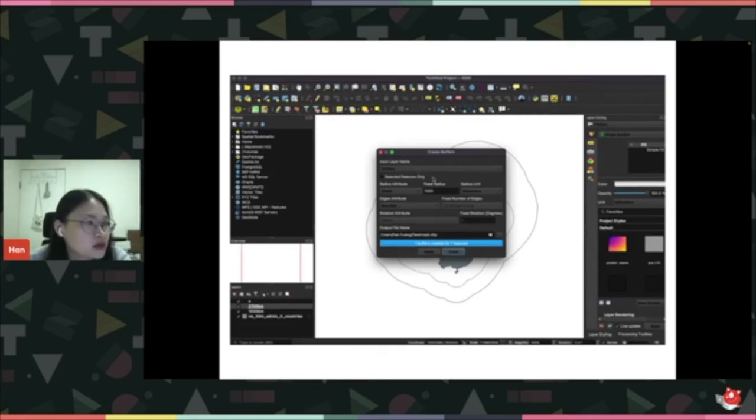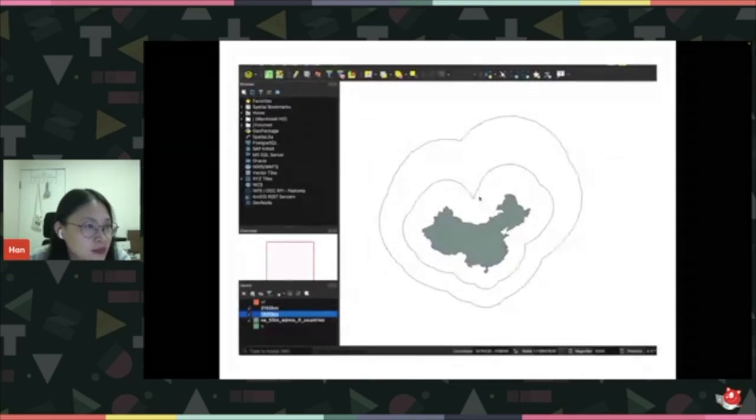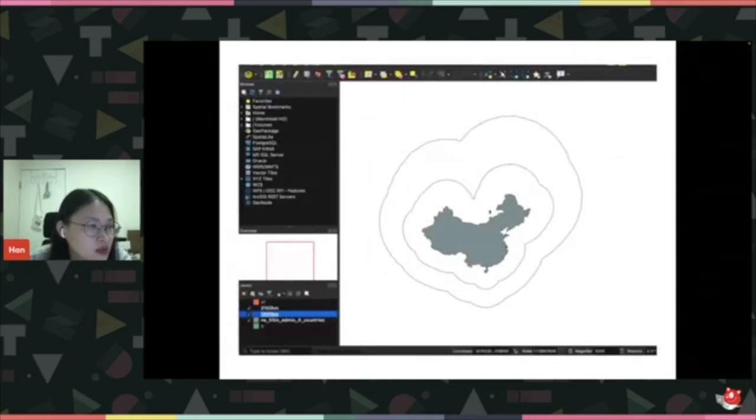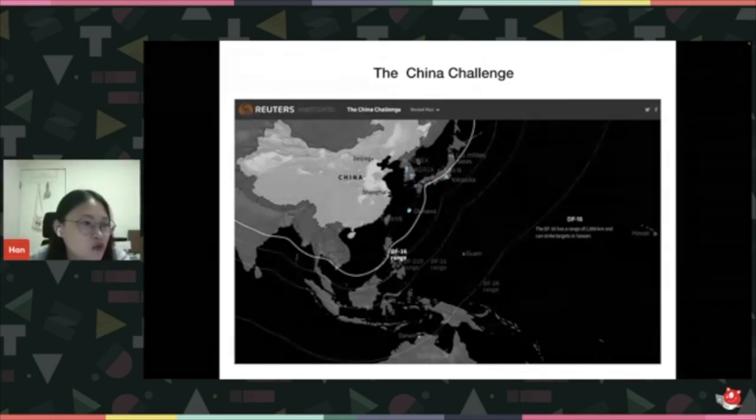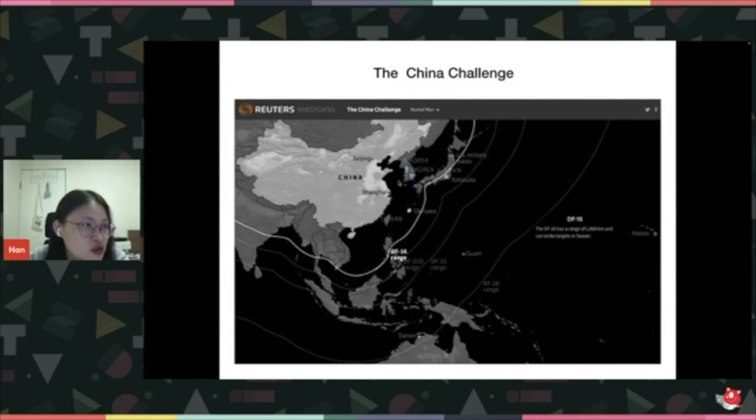If I select the buffer tool and type 1,000 kilometers, I can get this inner shape. This is a line showing how far the missiles can reach. And then this second range is about 2,150 kilometers long. And then I add a base map. With this base map and the buffer here, it's very easy to see how far the DF-16 can reach. And as you can see here, I add a scrolling effect.